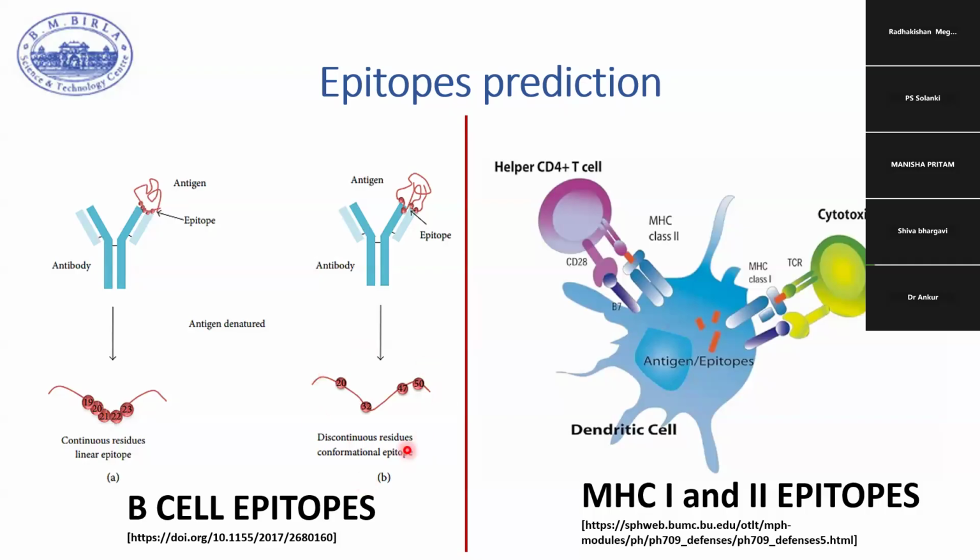For the prediction tools available for discontinuous epitopes, there are lots of tools, but the accuracy is low. In linear epitopes, there are lots of tools and the accuracy is very good. It's difficult to identify discontinuous epitopes because they change based on the protein configuration, and whatever it holds, it changes. So it's difficult to predict discontinuous epitopes. Similarly, in the case of MHC class 1 and class 2 epitopes, we can predict for MHC class 1, and we can also predict for MHC class 2.